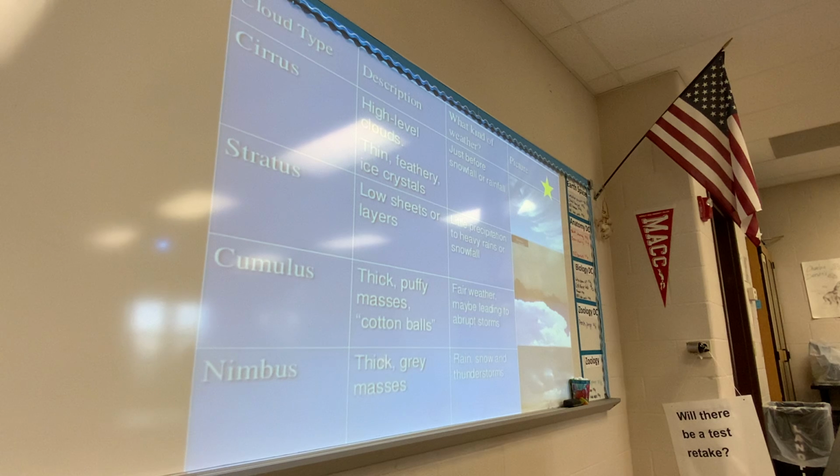So cirrus are a high level cloud, usually just before snow or rainfall. These wispy clouds are a prediction that snow or rain is on the way. Stratus clouds are a lower sheet layer with little precipitation, but they can predict heavy rain or snowfall coming. Cumulus are thicker, fluffy, cotton ball clouds, usually fair weather, but they can very quickly turn to bad weather. Nimbus clouds are thick, gray masses, and typically show rain, snow, or thunderstorms coming.